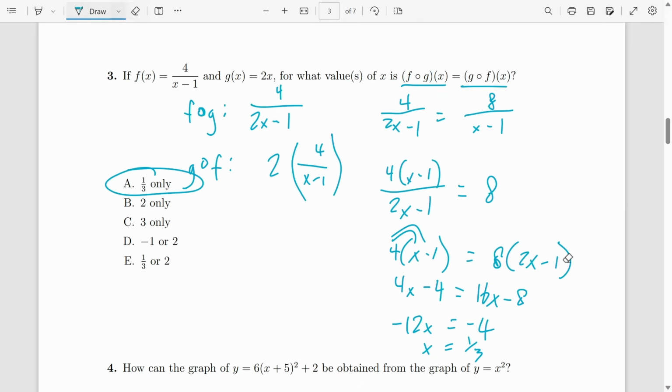But in this case, it was just 2 of these, 2 functions or whatever you'd call it. So it wasn't that bad here. We just had to set them equal to each other and then solve for x at the end.